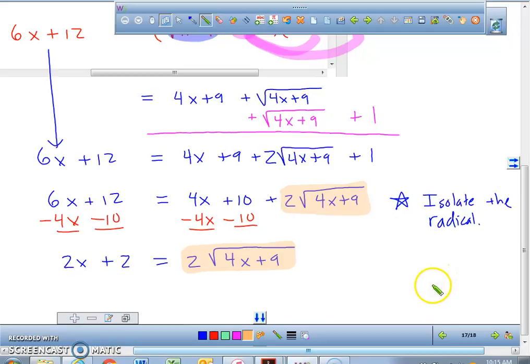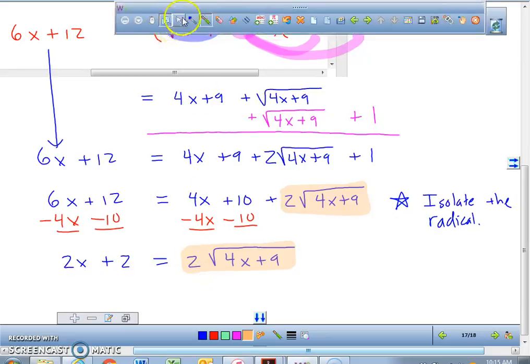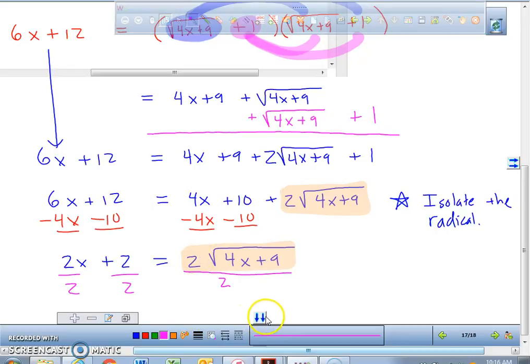Now, fortunately, in this particular problem, I have a 2, I have a 2, and I have a 2, which means technically if I wanted to, I could divide everything by 2. So let's do that, make our problem even easier. I'm going to divide everything that you see by 2. Now this won't always happen. Sometimes that number will be a 3. If there's a 3 there, don't do it. Okay? So what do we have?